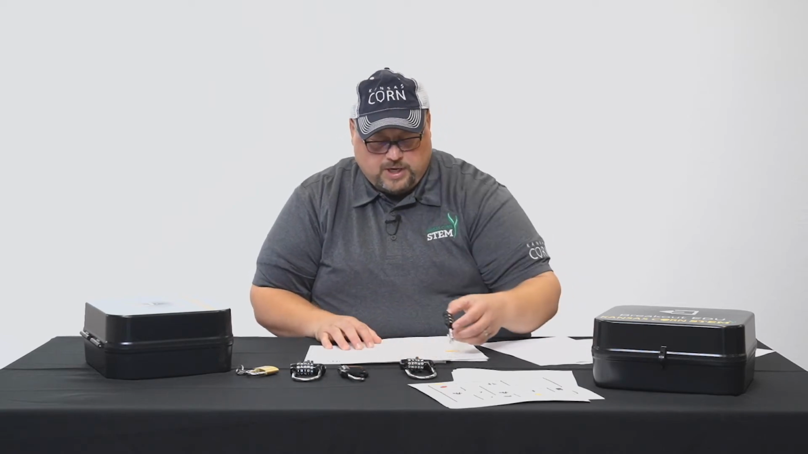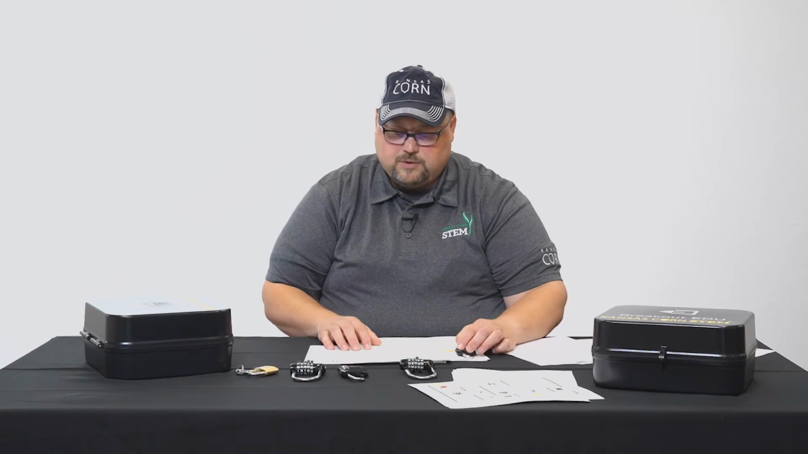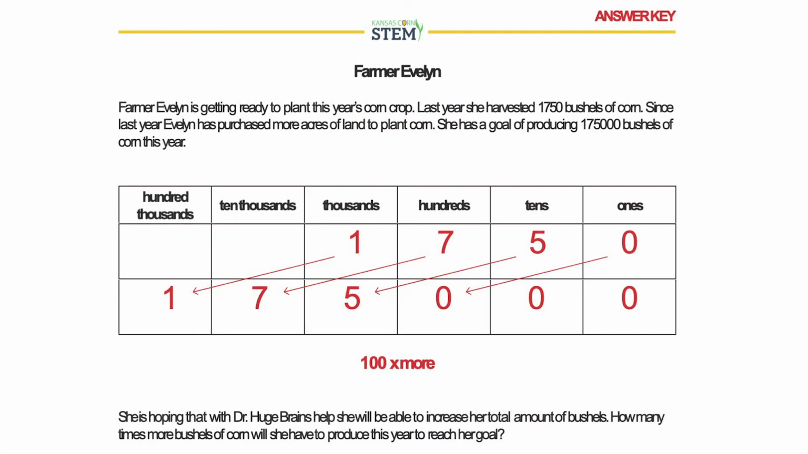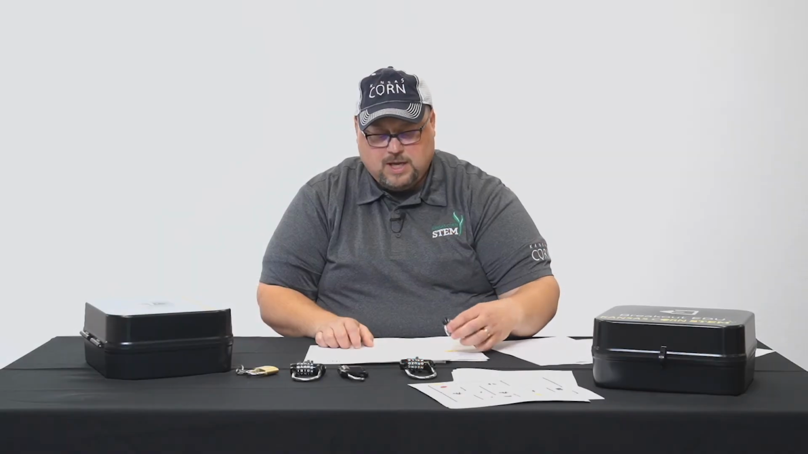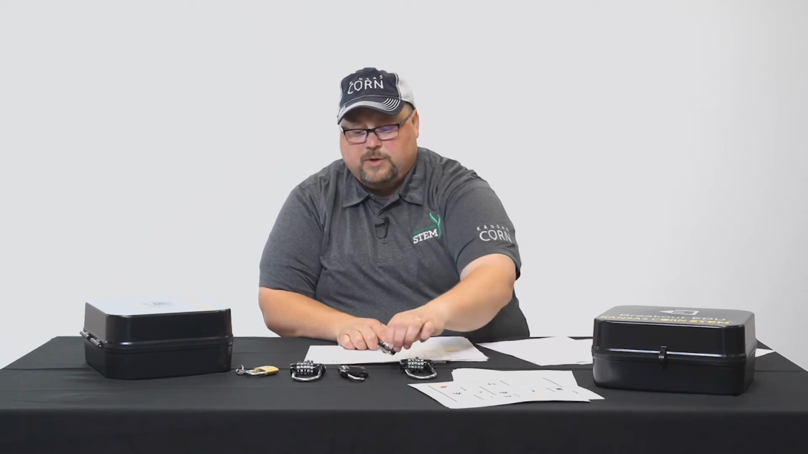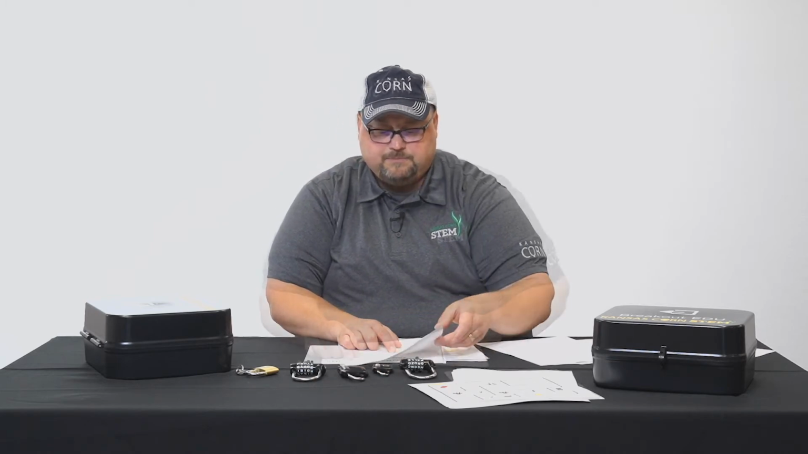What the students are going to have to do is use that place value chart to figure out how many more times corn she's going to produce. She is hoping that with Dr. Hugebrain's help, she'll be able to increase her total amount of bushels. How many times more bushels of corn will she have to produce this year to reach her goal? And that will be 100 times more, and that is the combination for the 3-digit lock, 100.